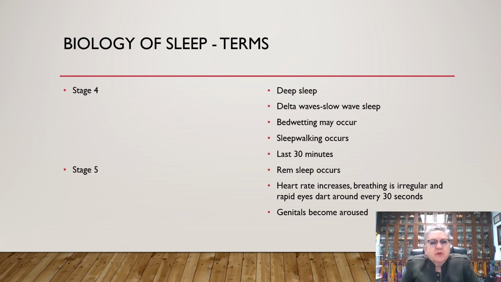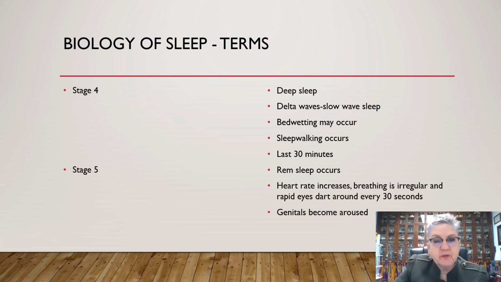Stage 4 sleep is a deep sleep. We used to differentiate between stage 4 and 3, but we now call it delta wave, slow wave sleep. Bedwetting can occur, sleepwalking can occur. It can last up to 30 minutes, and as we progress into deeper sleep, it's just before we get into REM sleep, if sleep is normal.